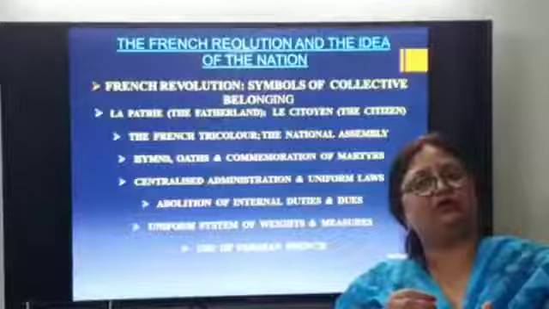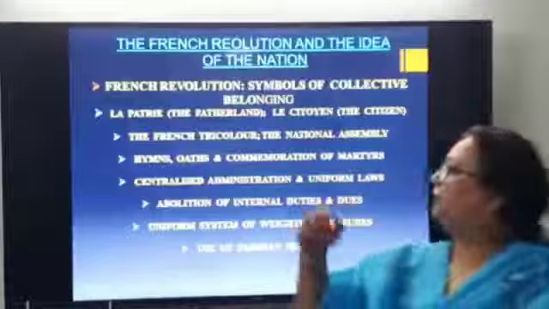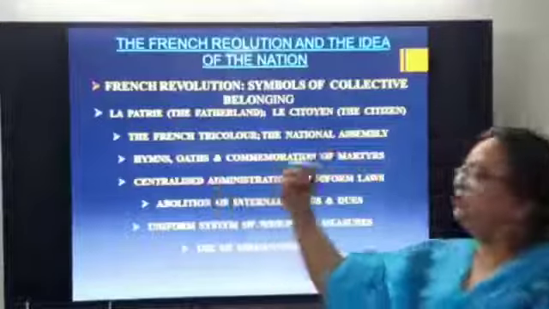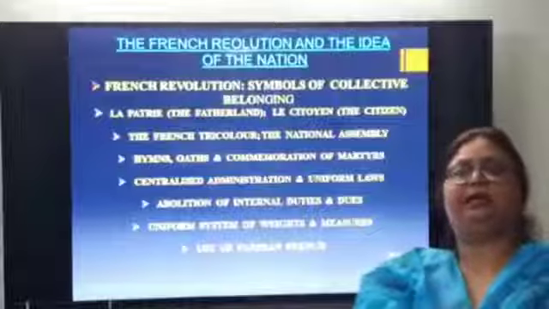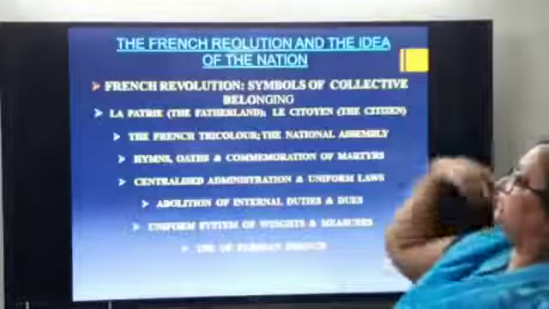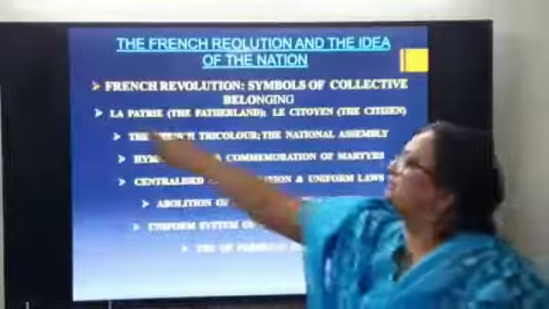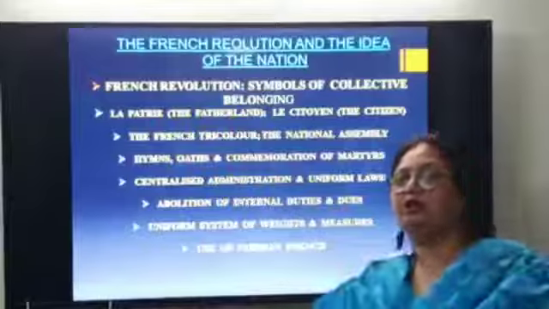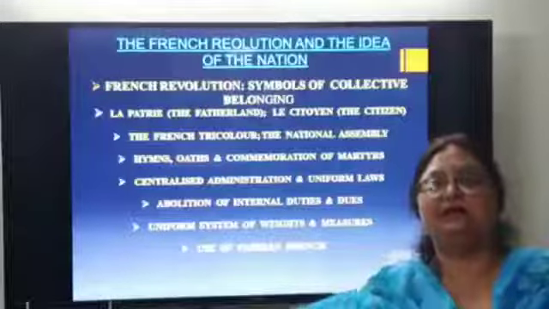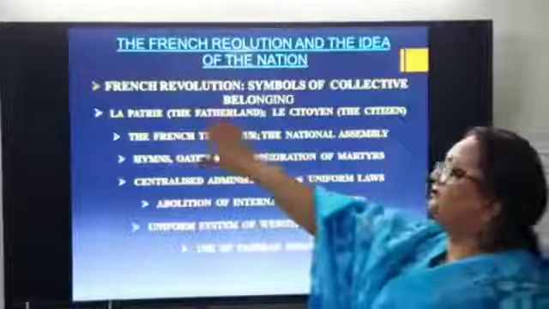What is a monarchical territorial state? A country ruled by a monarch. After the French Revolution, it became a nation state, a republic, a democratic country. The ideas that came after the French Revolution, that is the idea of la patrie, the feeling of fatherland. If we talk about India as a motherland, in the same manner, the French talk about their country as the fatherland.